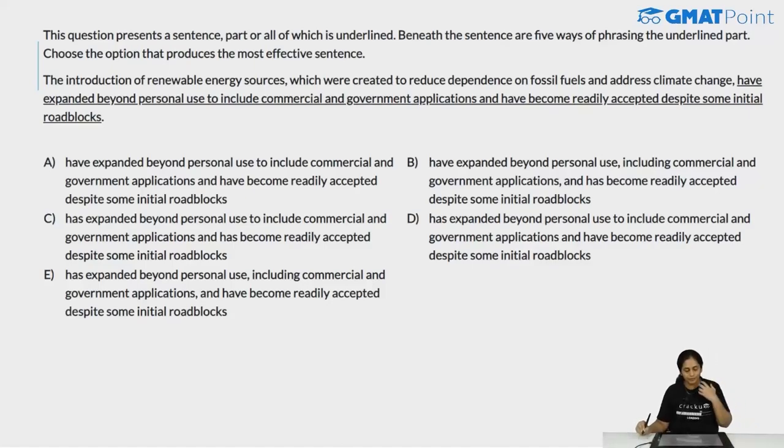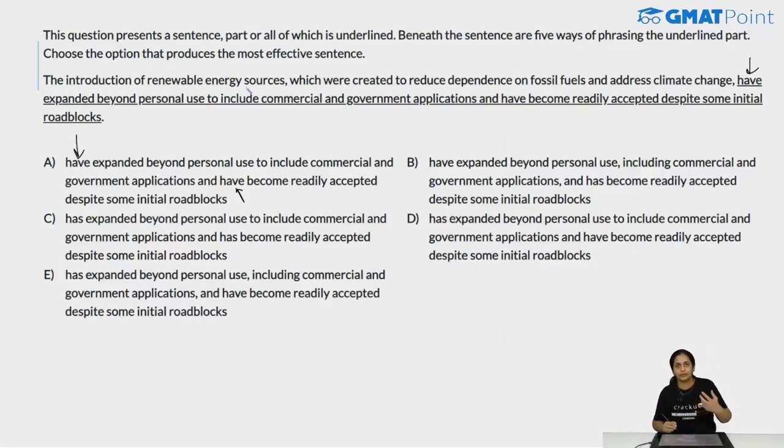Now, the first split that I see between the options is a have versus has split. Firstly, in this part of the sentence and over here. So, there are basically either options of have or has. So, let us first figure out whether it should be have or has. What is this verb referring to? Have refers to the introduction of renewable energy sources.